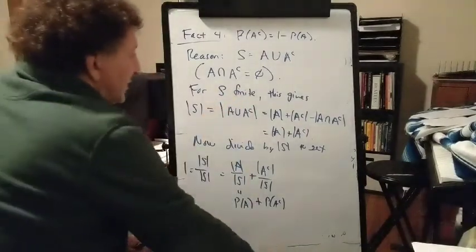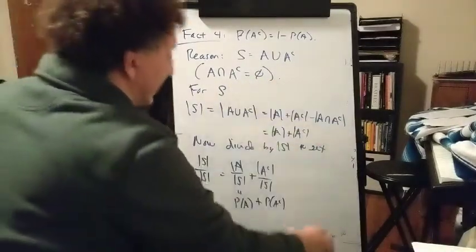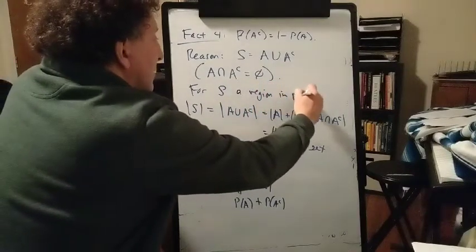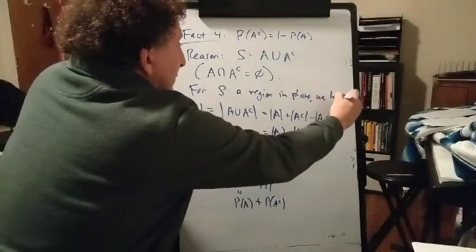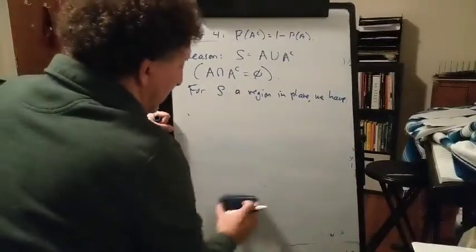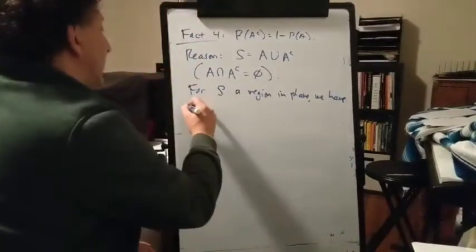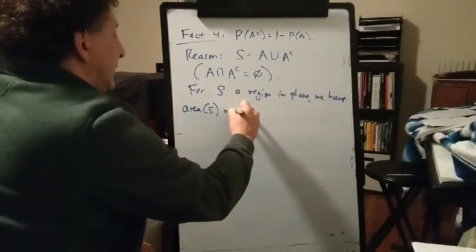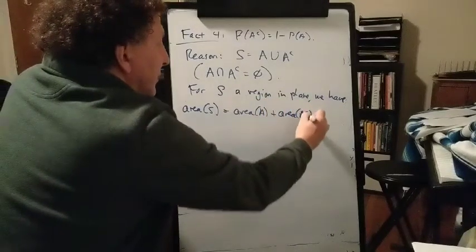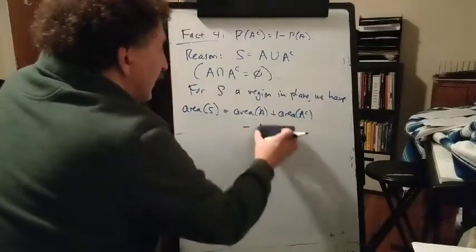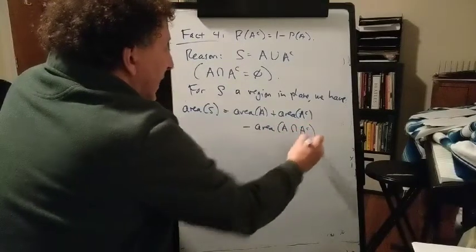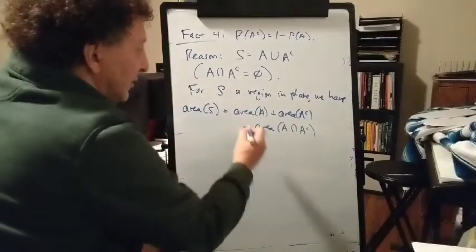Alright, now what if S is a region in the plane? So we have the area of S equals the area of A plus the area of A complement minus the area of A intersect A complement. But this is empty, so that's just 0.